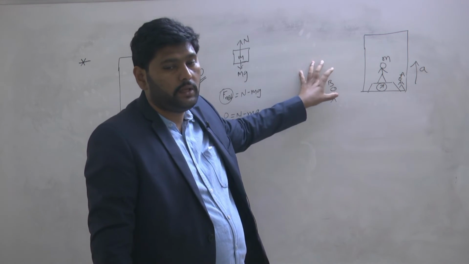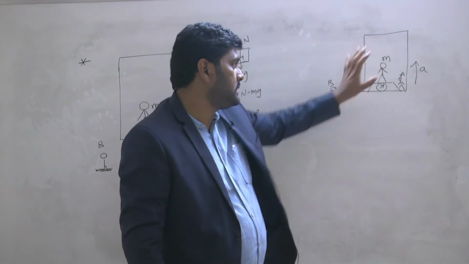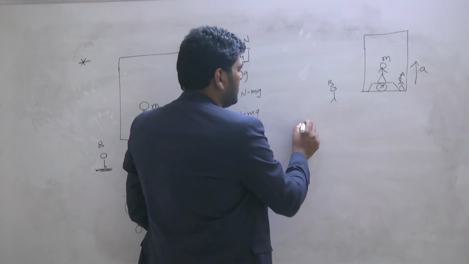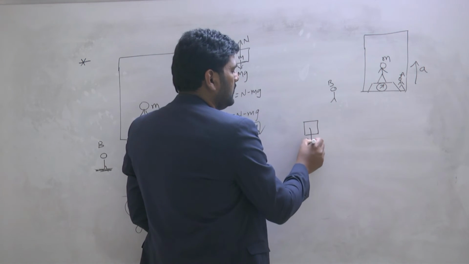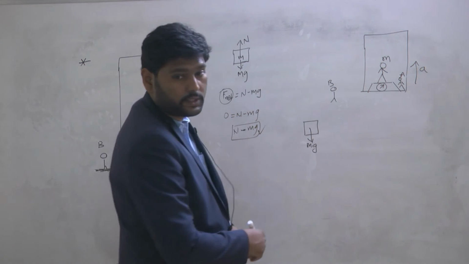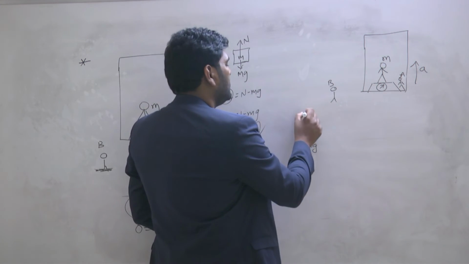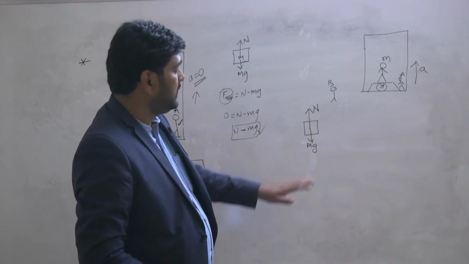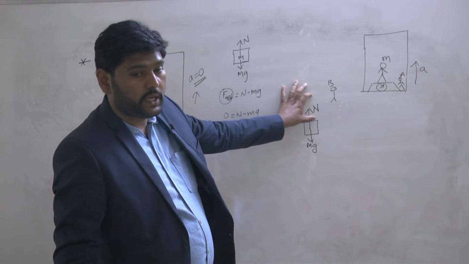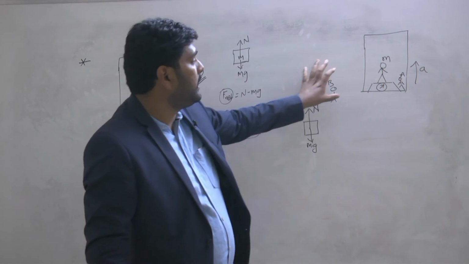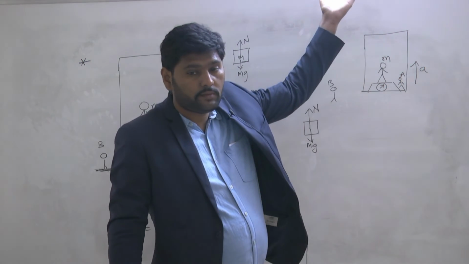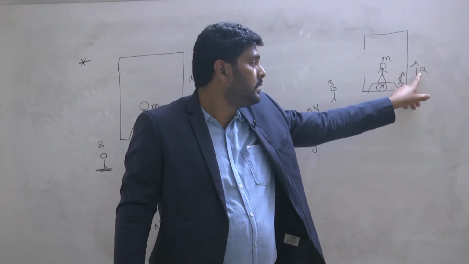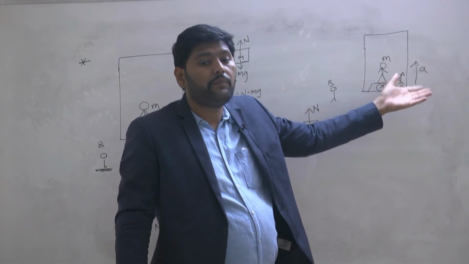When he is observing this person, how many forces are acting on the person? mg will act in the downward direction. And the other force is the normal reaction acting in the upward direction. But as a whole, which direction is this lift moving? Upward direction.